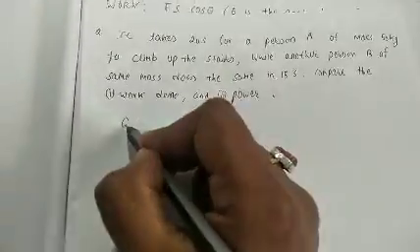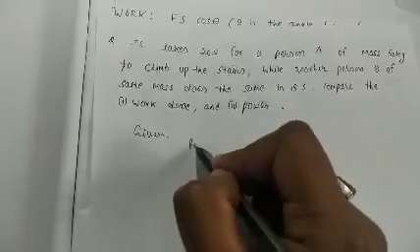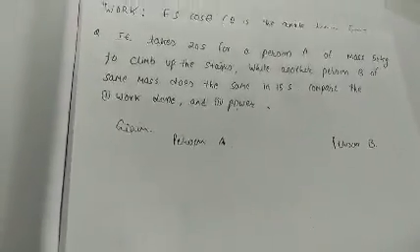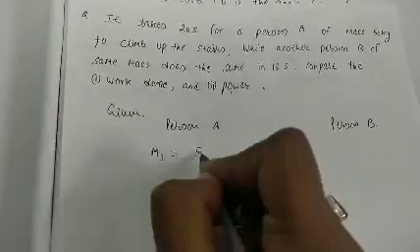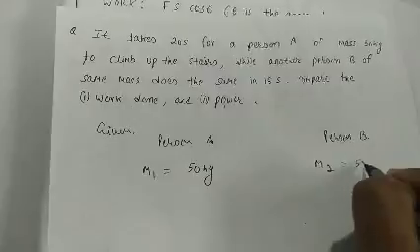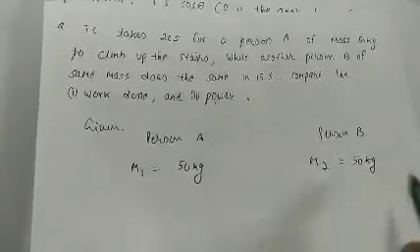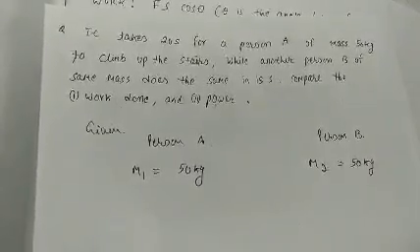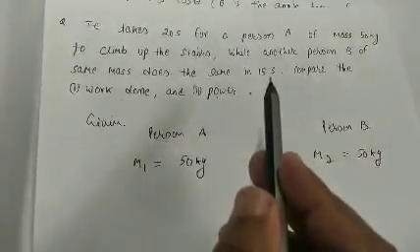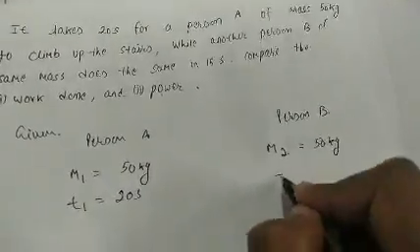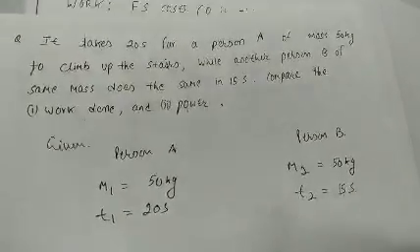So let's write given like this. Person A here, person B. For person A, mass is 50 kg. For person B, mass is 50 kg only. I have written m1 and m2 for them. For person A, m1. For person B, m2. Person A takes time 20 seconds. T1 is 20 seconds. Similarly, t2 is 15 seconds.